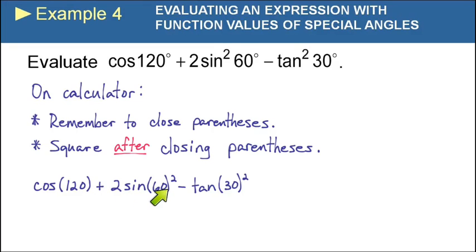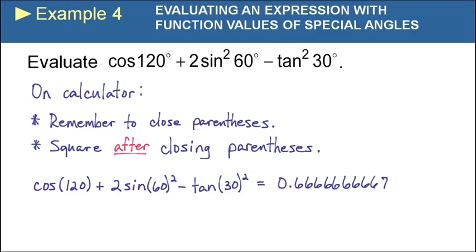So on the calculator screen it would look like this. Now we would never ever write it this way on paper because you can see that it's a little confusing. It looks like the angle should be squared, but that's not the case. It's the function value that gets squared, not the angle. So the calculator understands this, but that's not the way we write it ourselves.